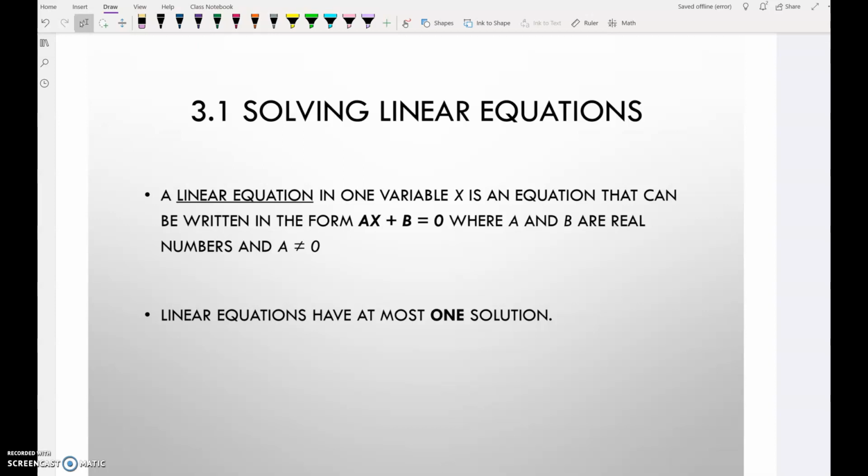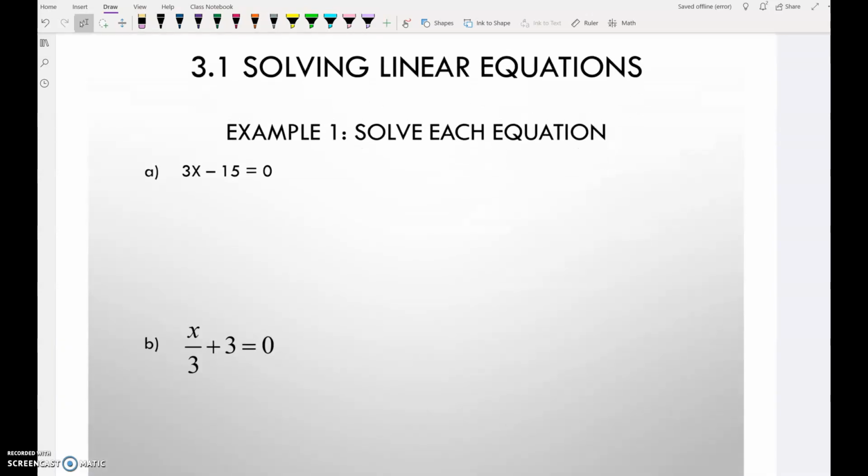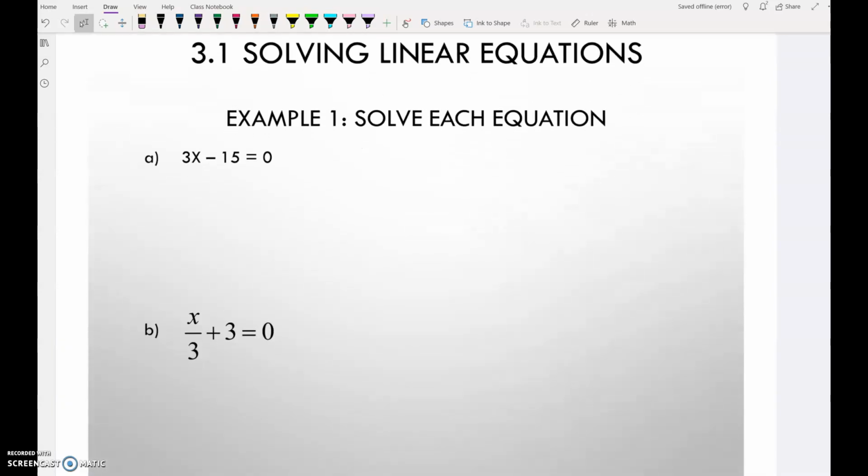Today we are solving linear equations. Linear equations are equations that have plain ordinary x, and they typically have just one solution. This is the first slide that you have in your notes packet. We want to review how to solve this linear equation.